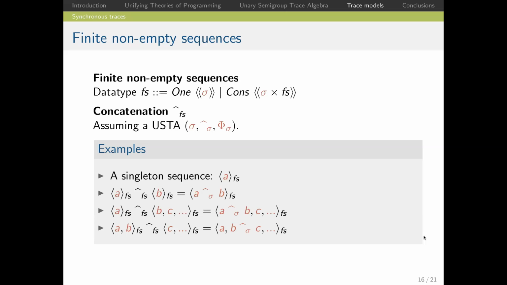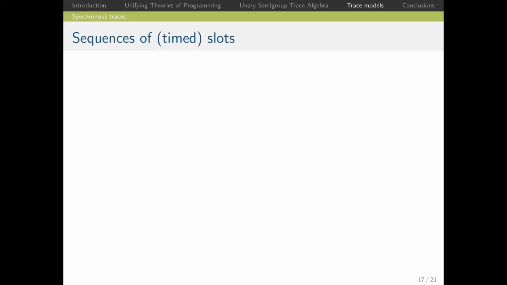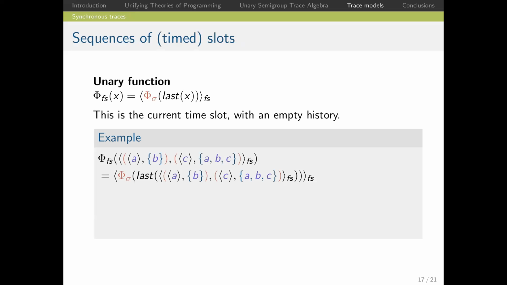So now we have these sequences of timed slots, and we need to define a unary function as well. So our phi for these finite non-empty sequences. And we define it as follows. We say that phi of fs is the singleton finite sequence where the element is obtained by applying phi sigma to the last element of that sequence.